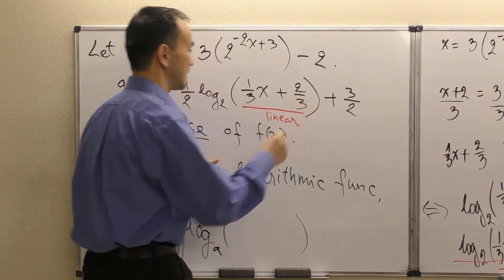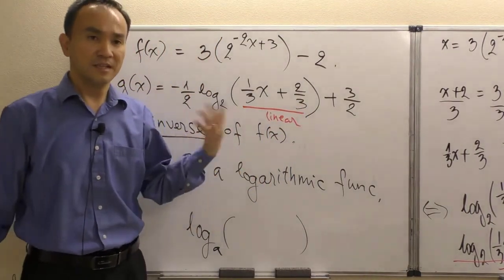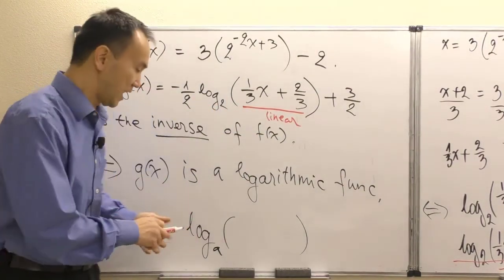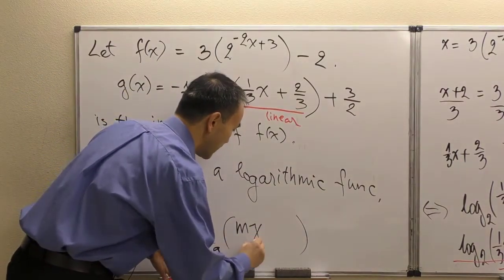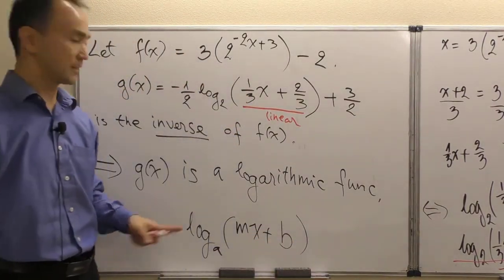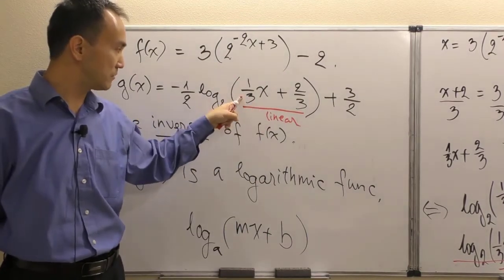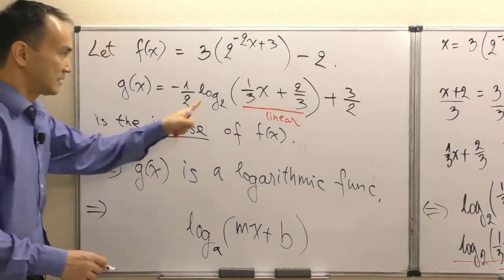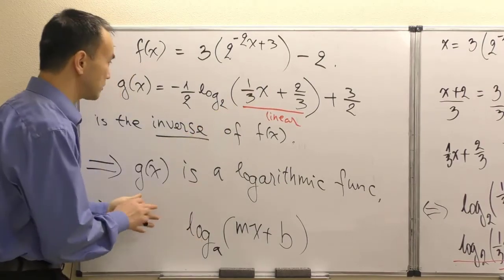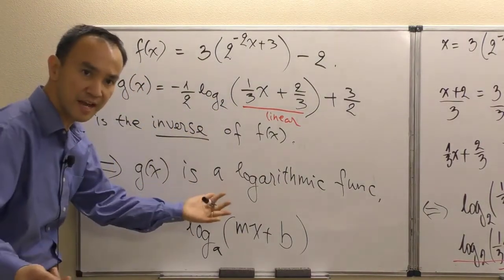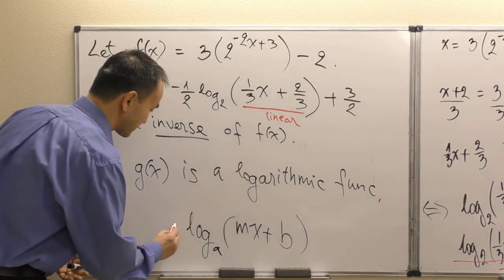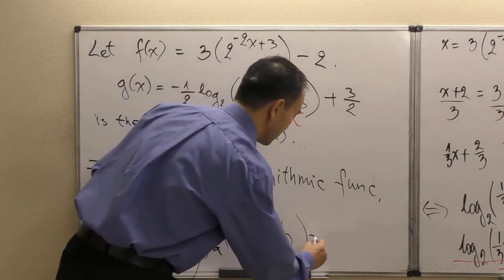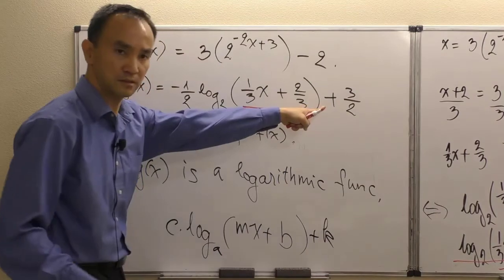Okay. This generalizes the fact that a lot more times we run into the kind of problem where we take a logarithm of a linear expression, mx plus b right here. That looks just like the one we have. This is m, the 1/3, and this is b, the 2/3. Then outside of the logarithm, we multiply with some coefficient c, positive, negative, 1 or 0, c times a logarithm, and plus a constant k. That's what the 3/2 is for.